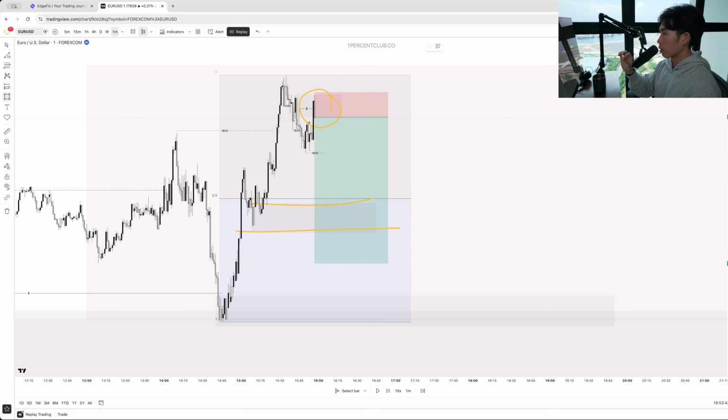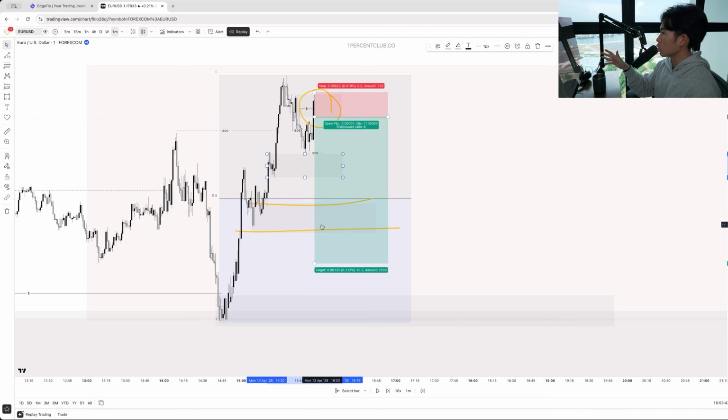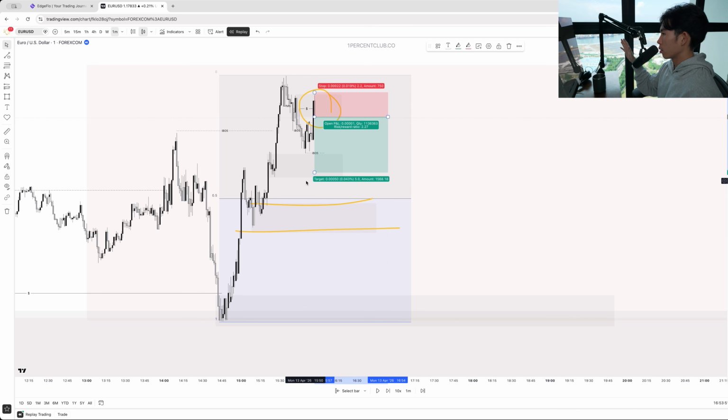So in this case right here, if you are super duper conservative, right? Next 1-minute demand zone, this one right here. You can just place a take profit right here. 1:2 is good enough, right? You get out right there.